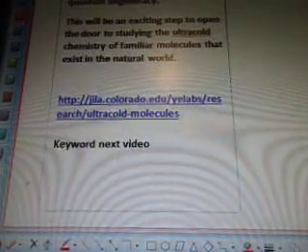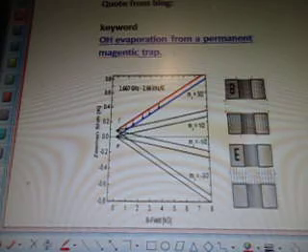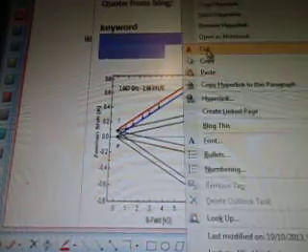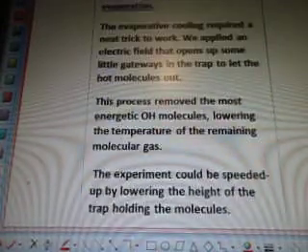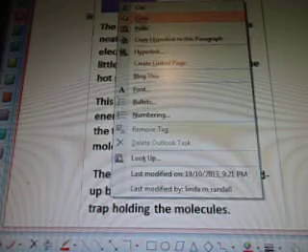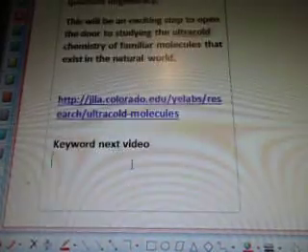The keyword in the next video, it'll be OH evaporation from a permanent trap. No. It's going to be precision RF knife for OH evaporation is what we're going to look at in the next video here.